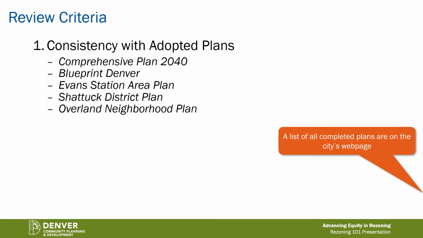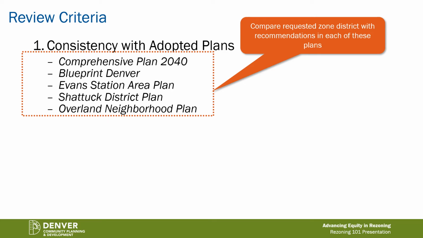Let's start with the first review criteria and talk about how the example rezoning case meets it. The first criteria is consistency with adopted plans. Typically, plans have a geographic boundary they cover. If you need to look up plans that apply to a property, there is a list of all completed plans on the city's webpage.